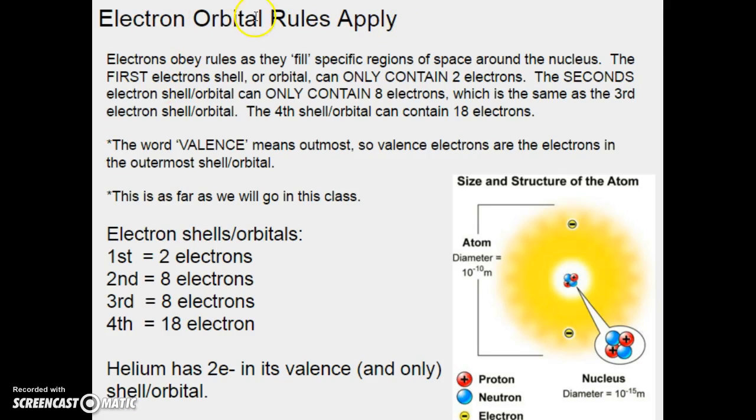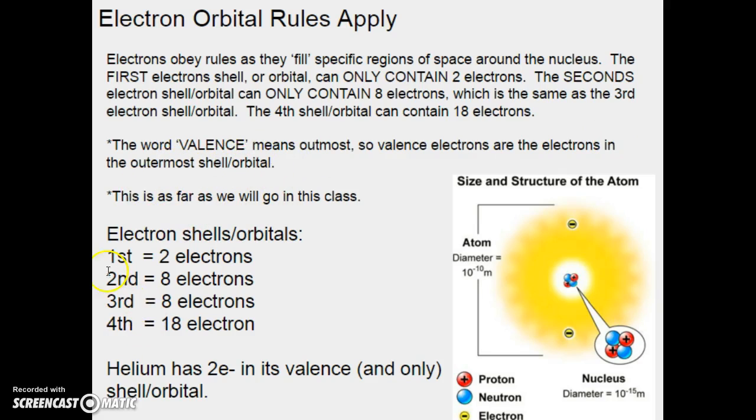Electron orbital rules apply here. Electrons obey rules as they fill specific regions of space around the nucleus. The first electron shell, or orbital, can only contain 2 electrons. The second electron shell or orbital can only contain 8 electrons, which is the same as the third. So the second and third can only contain 8 electrons. And the fourth shell or orbital contains 18 electrons. I'm going to use the word valence here very soon. It means outermost. So valence electrons are the electrons in the outermost shell or orbital.